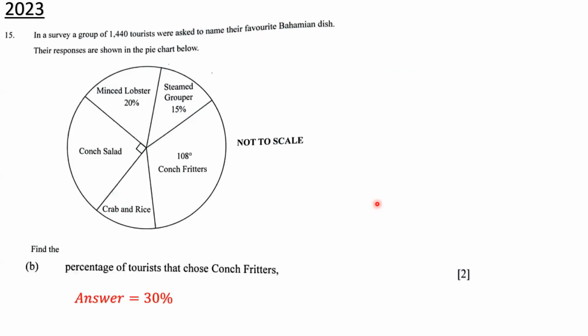Okay, let's move on to the next question. It says, find the percentage of tourists that chose conch fritters. And the percentage of tourists that chose conch fritters is 30%. Let me show you how we got 30%. We know that conch fritters is right here, and that accounts for 108 degrees. But remember, this 108 degrees is a part of a whole of 360.